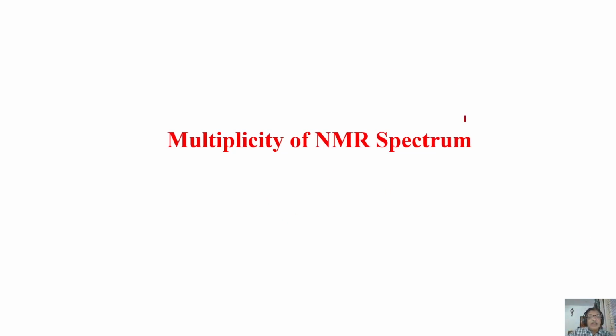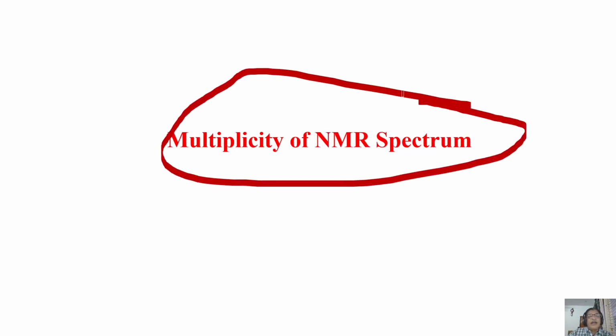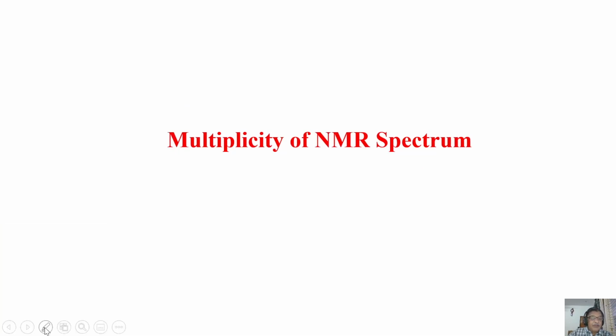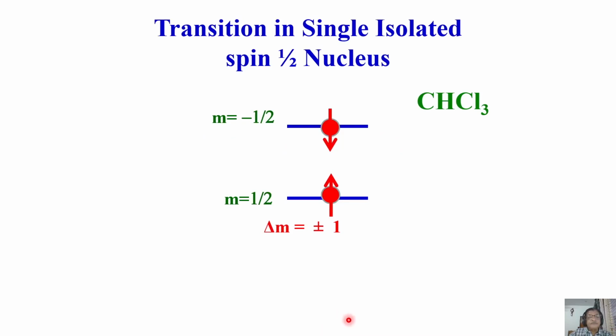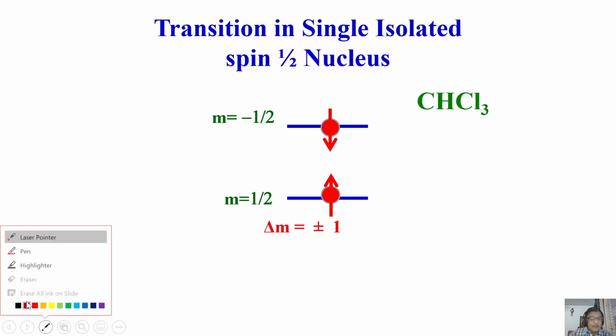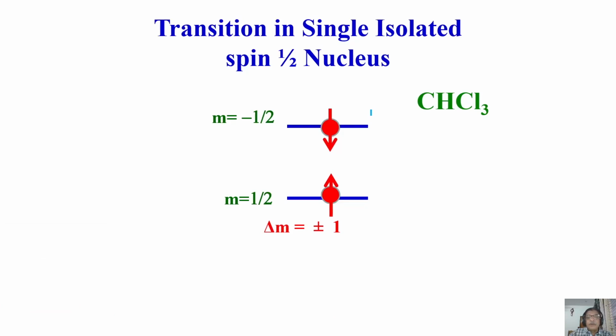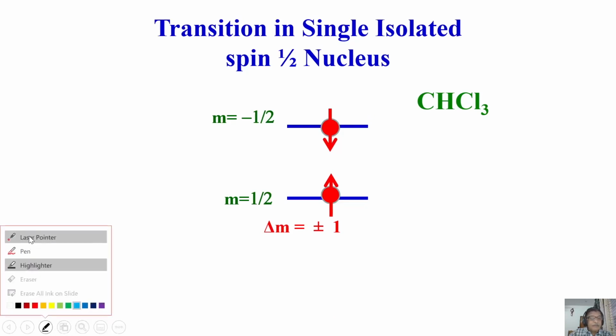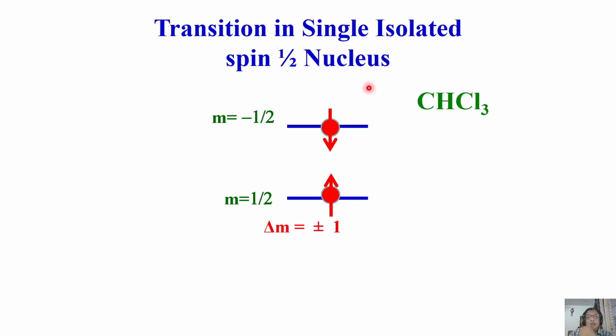As a consequence, I will introduce to you something called the multiplicity of the spin system. Please remember, I am going to introduce the multiplicity of the spin system here. What is the multiplicity of the spin system? First, start with an isolated proton, an isolated spin, or any molecule containing only one proton.